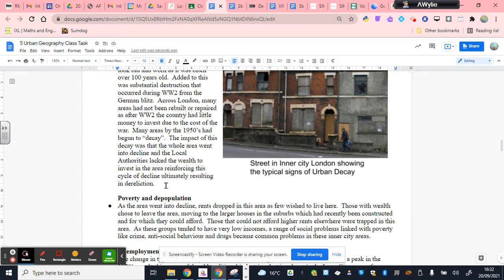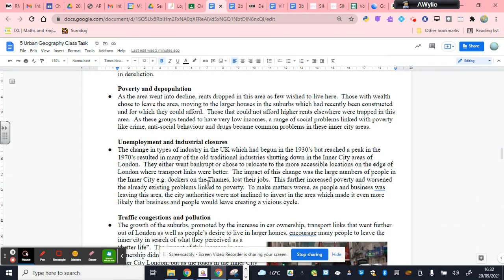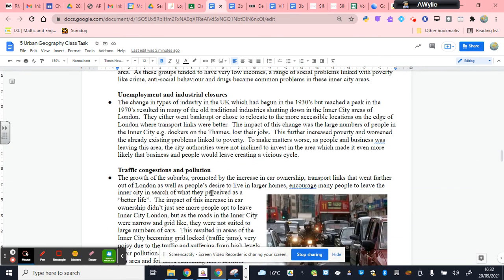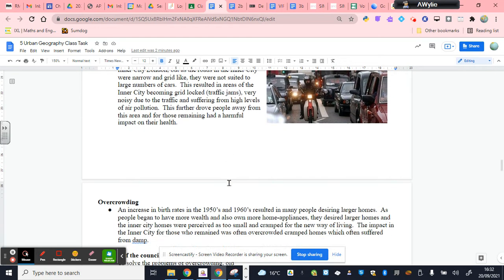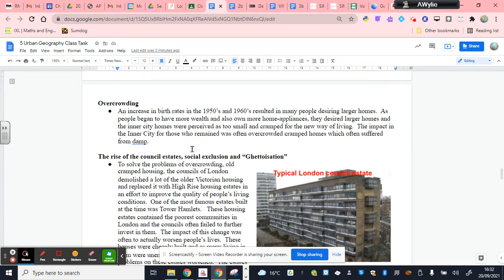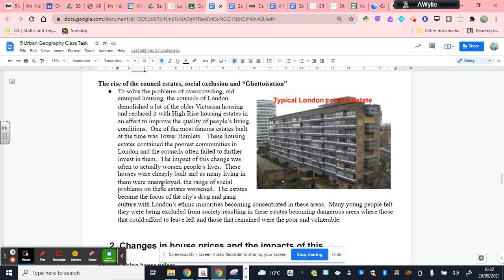Now, we have a range of other problems afflicting the east of London that resulted in this area needing managed, that there needed to be things put in place because they were becoming problematic. So we have poverty and depopulation, we have unemployment and industrial closures, and that's to do with the joblessness. We have increases in traffic and pollution because of the inappropriate road networks in the east of London. We have massive overcrowding. We have the first attempted solution in the late 60s and 70s, where they built housing estates that we can see here.